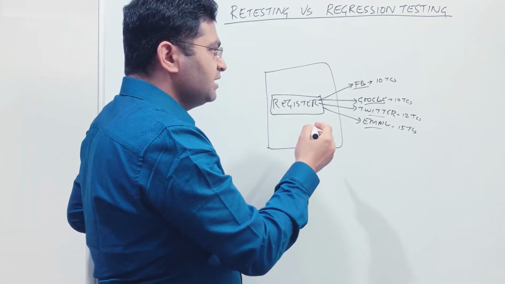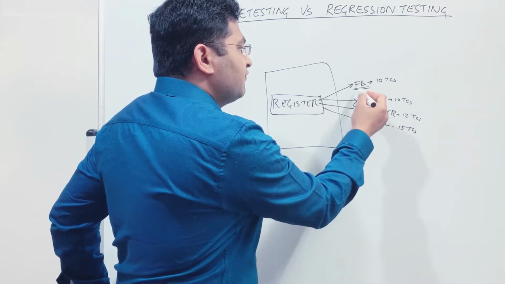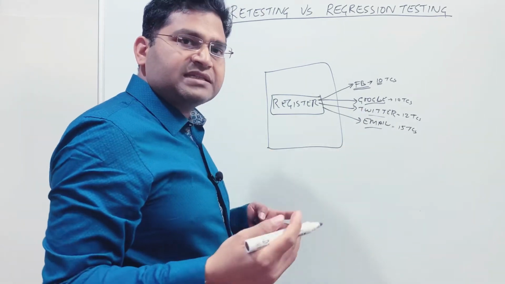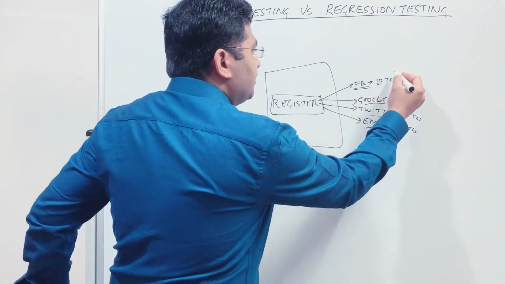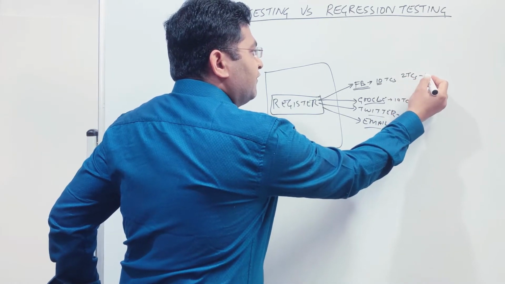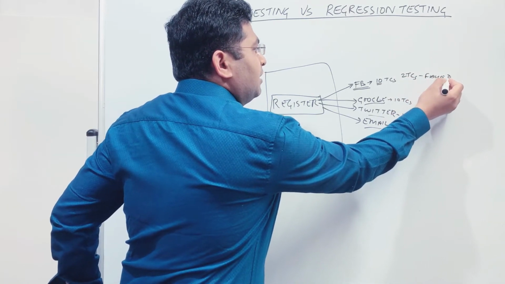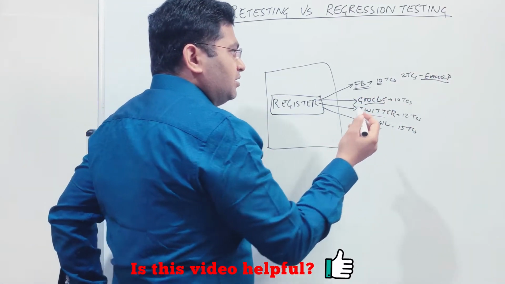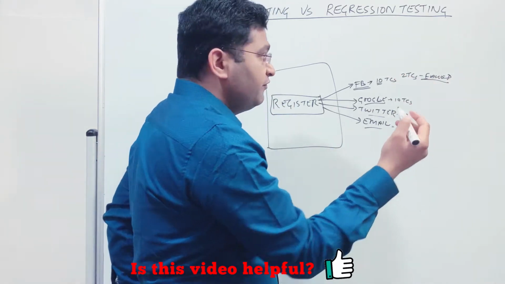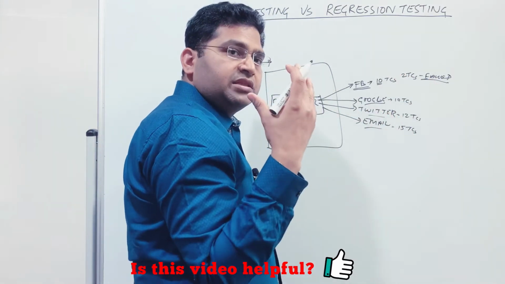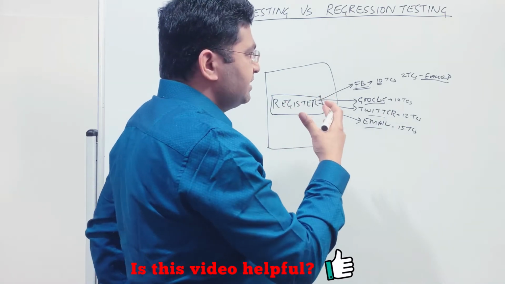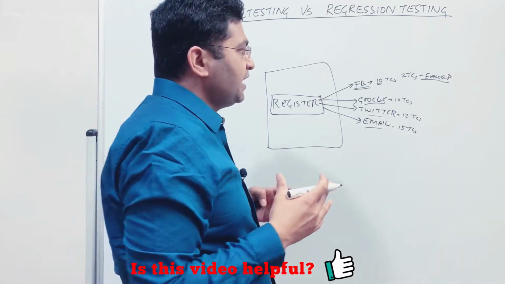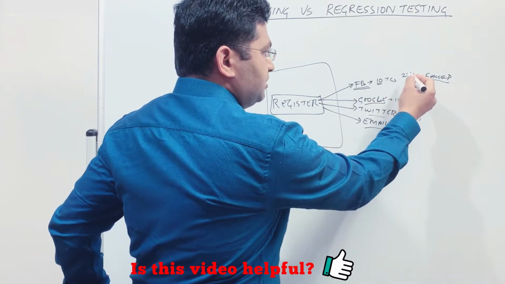Now when we talk about retesting, what retesting is: when you are verifying this register functionality, say you are testing the Facebook registration and executing these 10 test cases, and out of these 10 test cases, 8 of them passed, but 2 of them failed, right? So 2 test cases failed. Once the test cases fail, you will raise the defect. Once the defect has been raised for those test cases, it will be assigned to the developer or development team, and the developer will work and fix those defects, right?